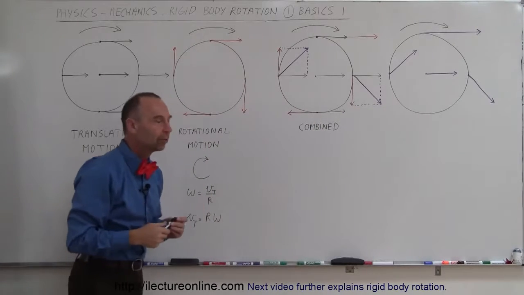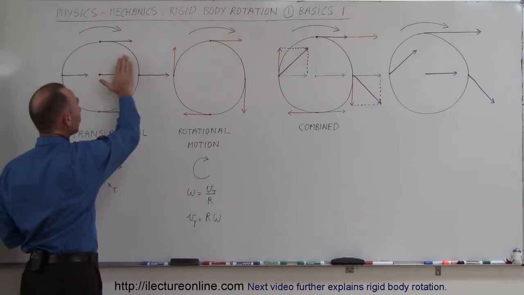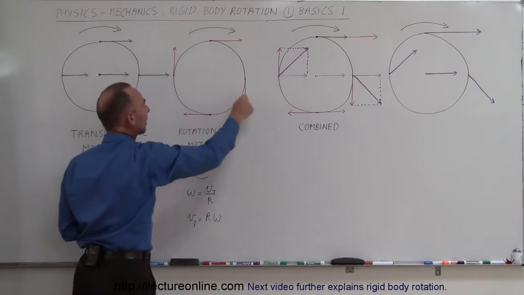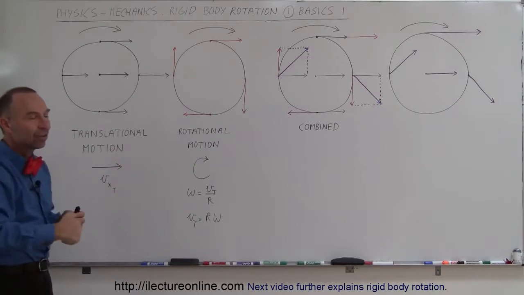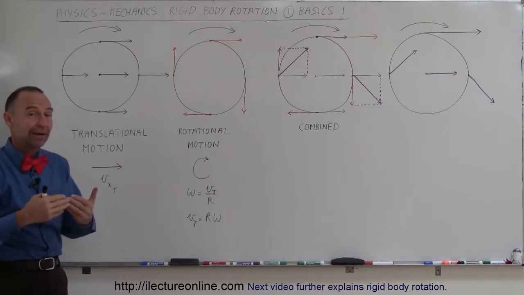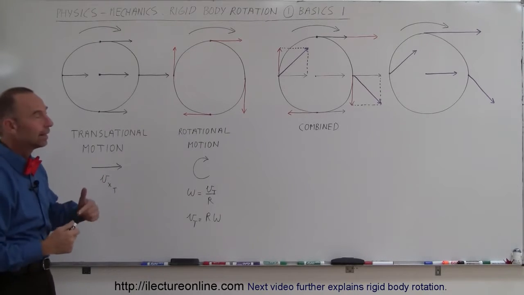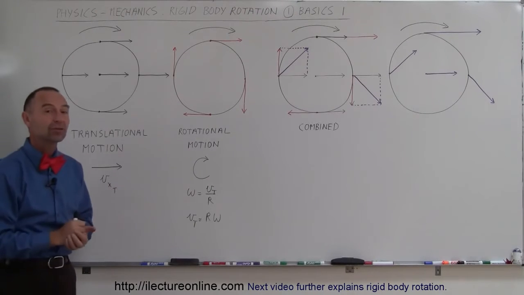So those are the basic principles. Just remember that it's always a combination of the translational motion vector and the rotational motion vector tangential to the edge of the tire, and that is what defines then the motion of the tire as the tire rolls around. Now it doesn't have to be a tire, it could simply be a cylinder rotating or a sphere rotating or something like that. It always has that same principle. So keep that in mind as we go through the next so many videos.